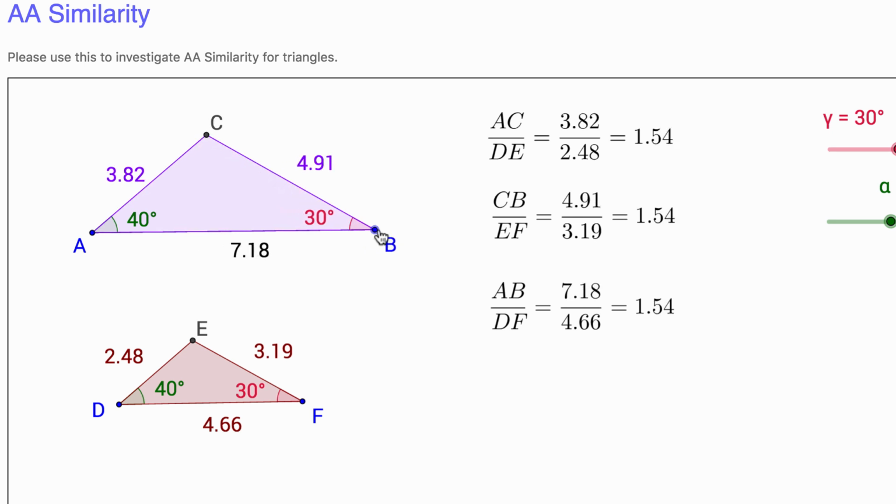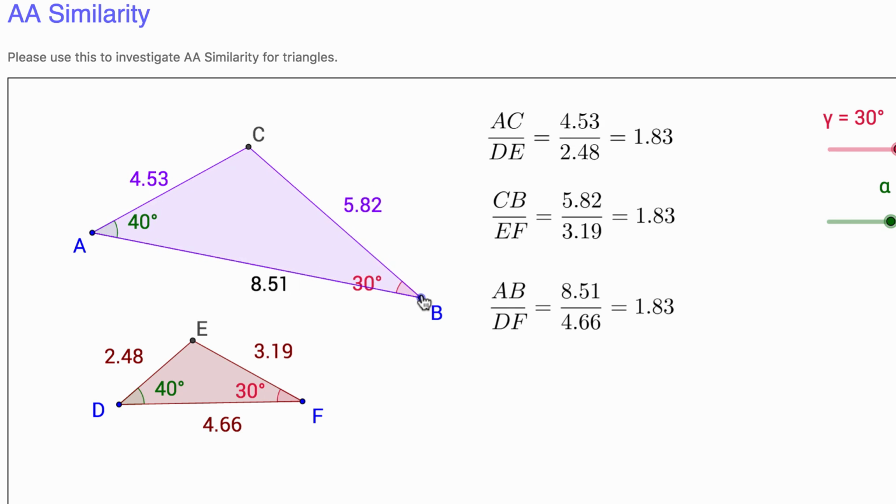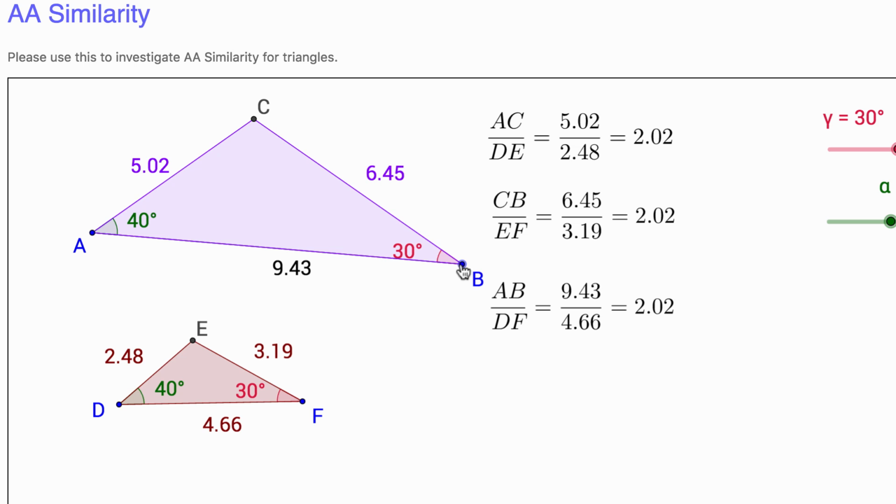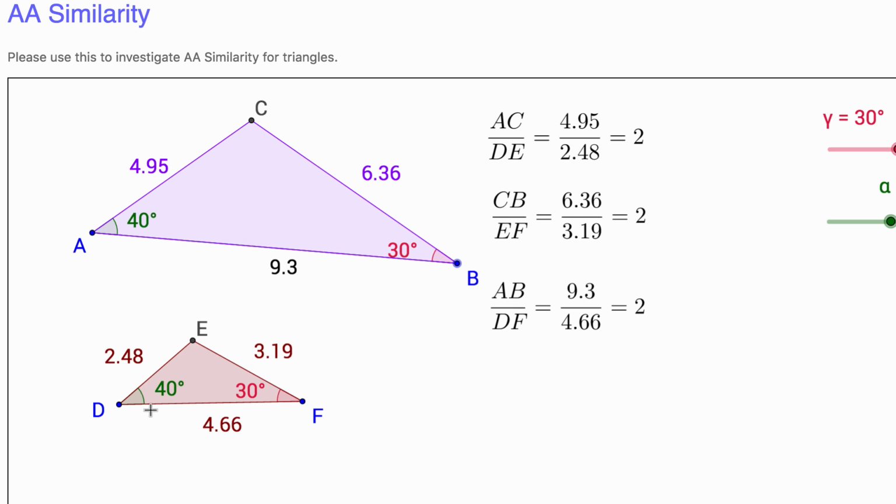Look, I can make this one bigger. See how the numbers are changing. Look, the ratios are changing now. It's almost twice as big. In fact, I can make it pretty much twice as big. All right, now this is pretty much double this. This is double this. This is double this.